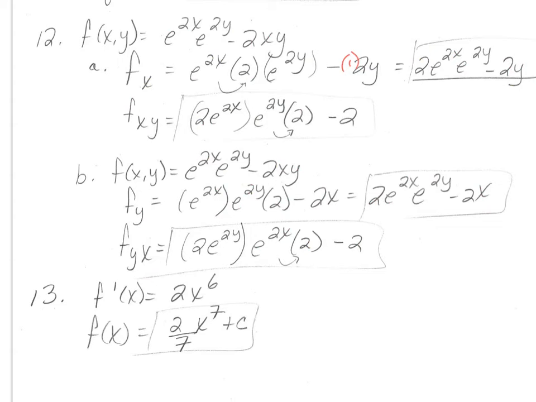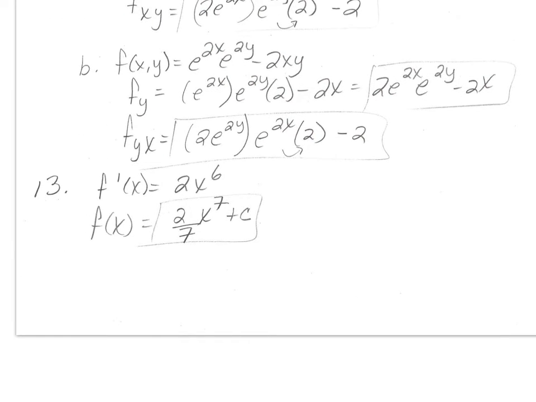For number 13, we are moving into antiderivatives, and so this is asking you, if this is your derivative, what's your original function? So we add 1 to the exponent, divide by the new exponent. Don't forget the plus c.